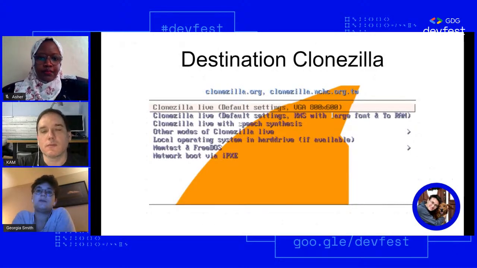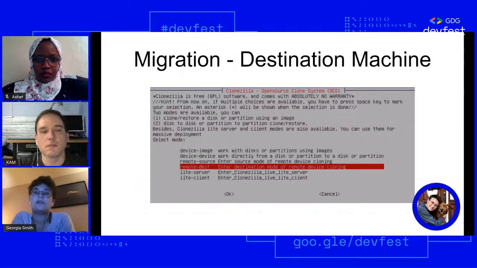And so this is what you see when you get to the destination machine and you load that live image, just your basic Linux boot screen, and you will just choose Clonezilla Live. Next slide. And this time you choose remote destination instead of remote source. Next slide.